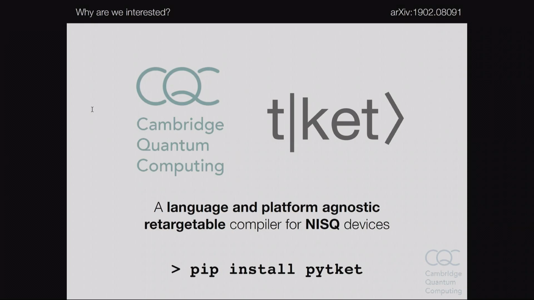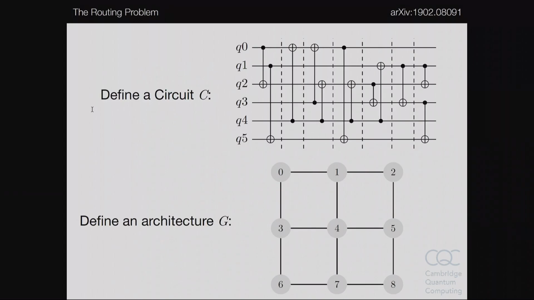Cool. So we consider t|ket> to be a language and platform agnostic retargetable compiler, which makes our interest in solving this problem quite obvious, I think. So as Eddie said, we have an input circuit, and here I've got a simple example. And we have a graph, and we want to make sure that every 2-qubit gate in this circuit obeys the graph constraints.